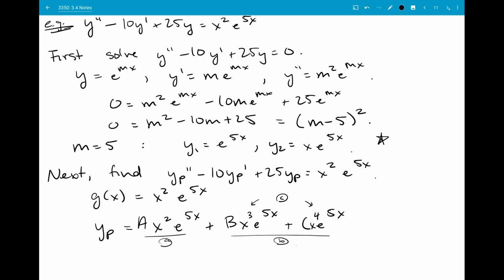Hopefully when you're reading over those notes later, that seems clear to you. Maybe stop, make a note to yourself, make sure that you understand where every part of this y sub p came from. And so what you would do from here is you would just plug into the ODE.